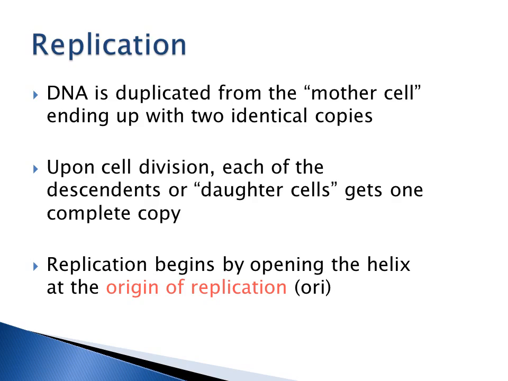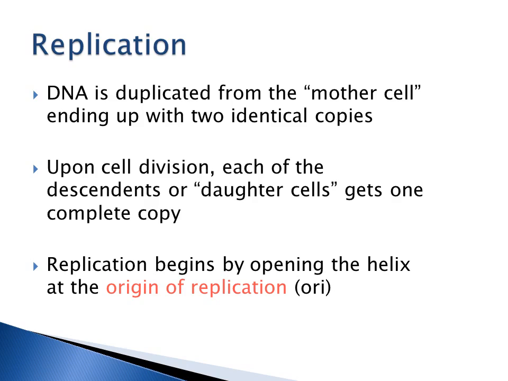DNA is duplicated during replication. So you have your mother cell with DNA in it. That DNA is duplicated so that you end up with two identical copies, two cells that are identical to that mother cell. So during cell division, each of these identical cells or daughter cells gets a complete copy of the genome from the mother cell.